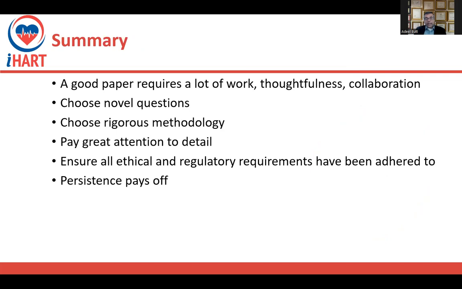So in summary, a good clinical paper requires a lot of work, thoughtfulness, and collaboration. You should choose novel questions for your study. You should choose rigorous methodology with appropriate statistical methods, appropriate study population, and so forth. Pay great attention to details like spelling, grammar, and language. Ensure that all ethical and regulatory requirements have been adhered to, and be persistent, because persistence pays off.